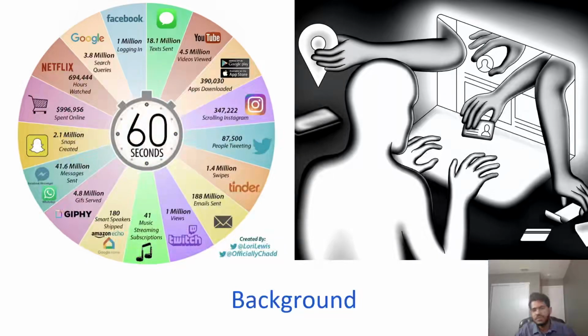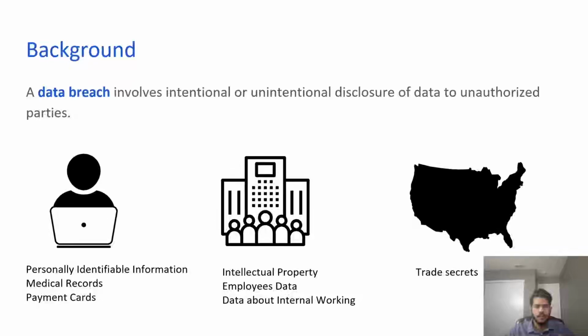So the companies use this data to improve their processes and meet the demands of increasing tech-savvy population. Many companies actually depend on the data we provide them to survive the competition. Now, collecting data on such a massive scale certainly has its own privacy implications if this data is disclosed to any unauthorized parties. A data breach is such an incident that involves intentional or unintentional disclosure of data to unauthorized parties.